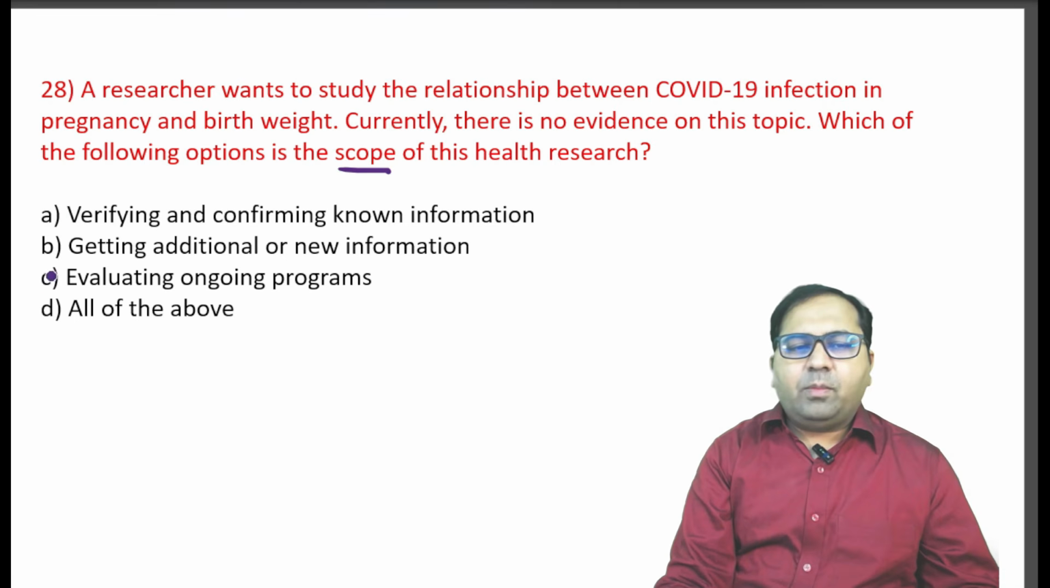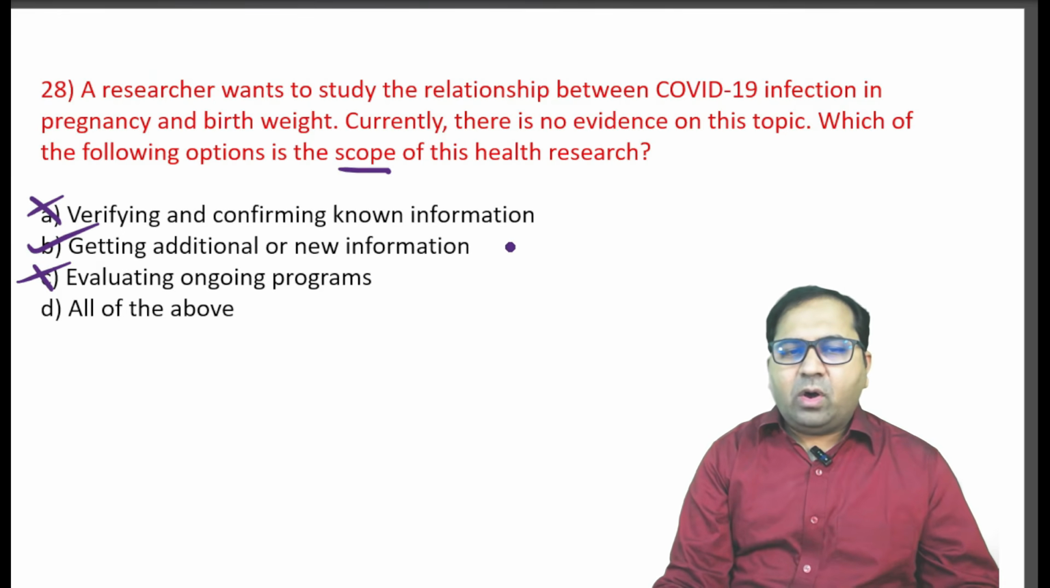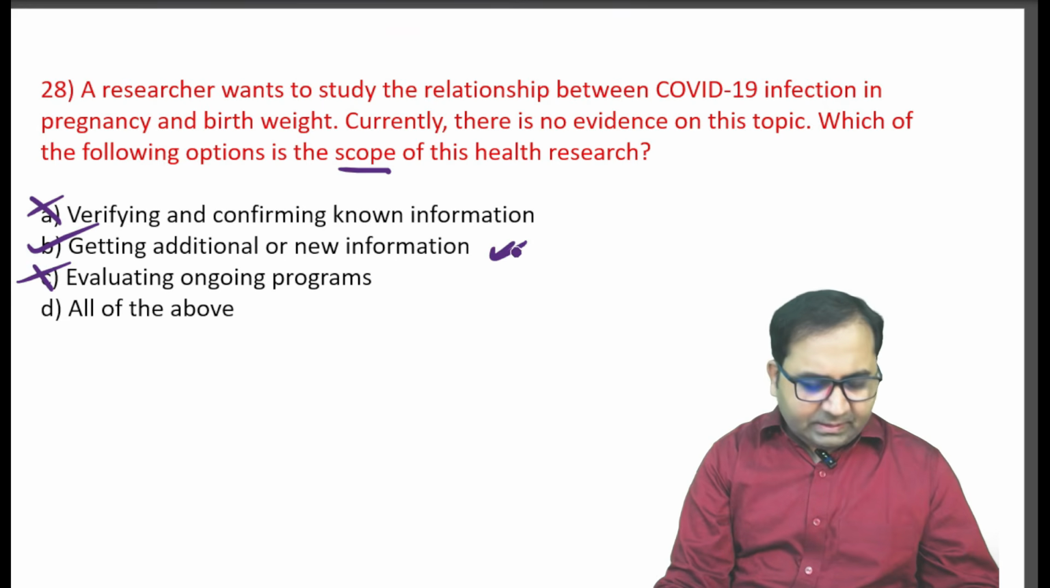Okay, so among the options, let us see. Verifying and confirming the known information? No. Getting additional or new information? Yes. Evaluating the ongoing programs? No. So if this question is asked again in the examination, you have to put getting additional or new information as the answer for this question.